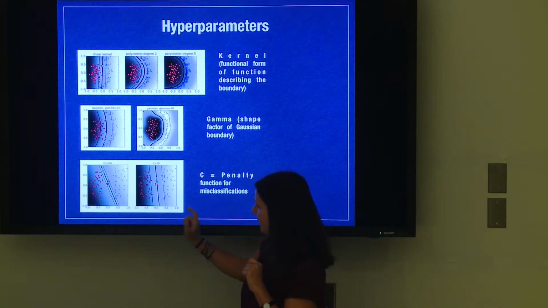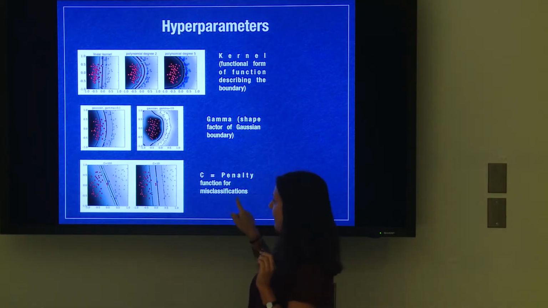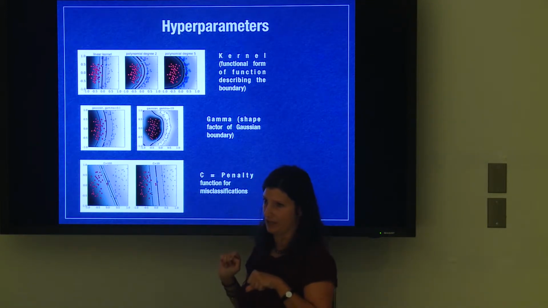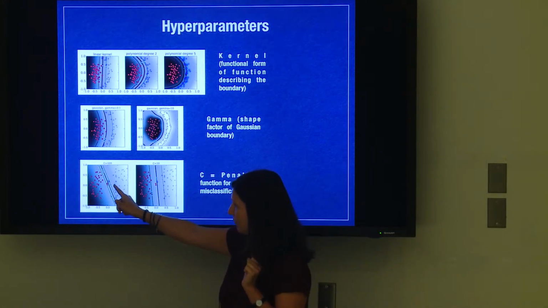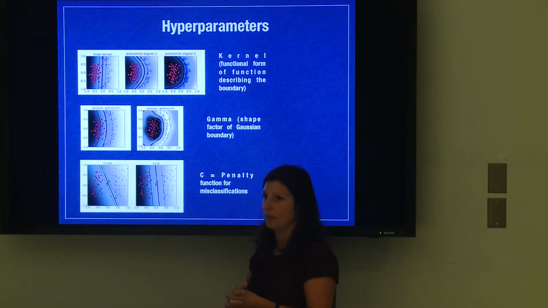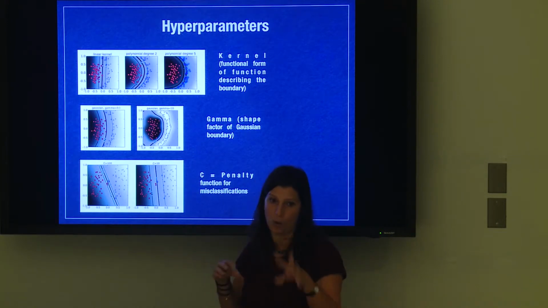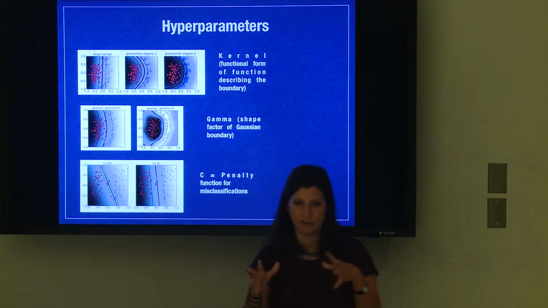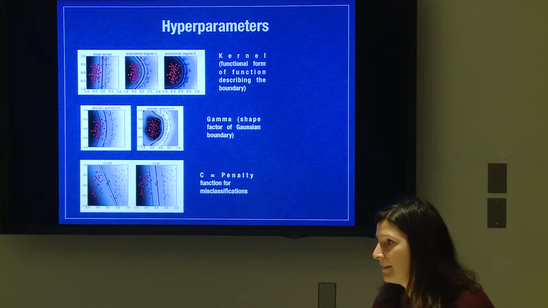And then you have C, which is the soft margin, which is basically a penalty associated with misclassification. You may want to choose whether your support vector lies closer to the boundary or a little farther away. This will give a different weight to things that are misclassified on one side or another. So these are the vanilla things that you can play with.